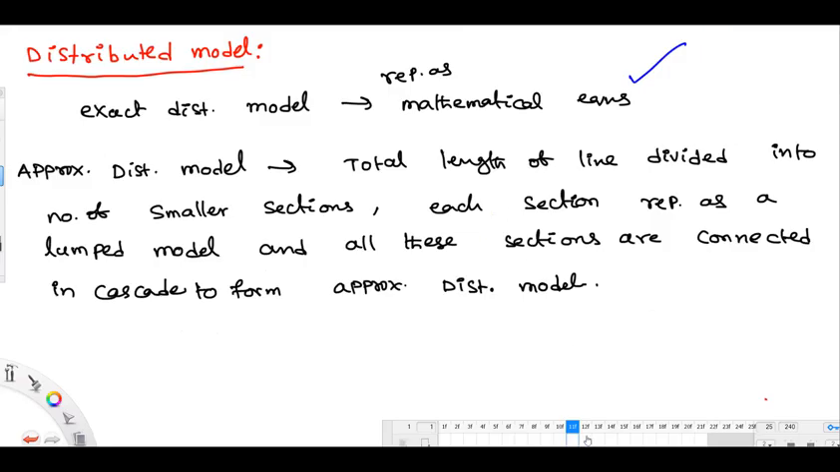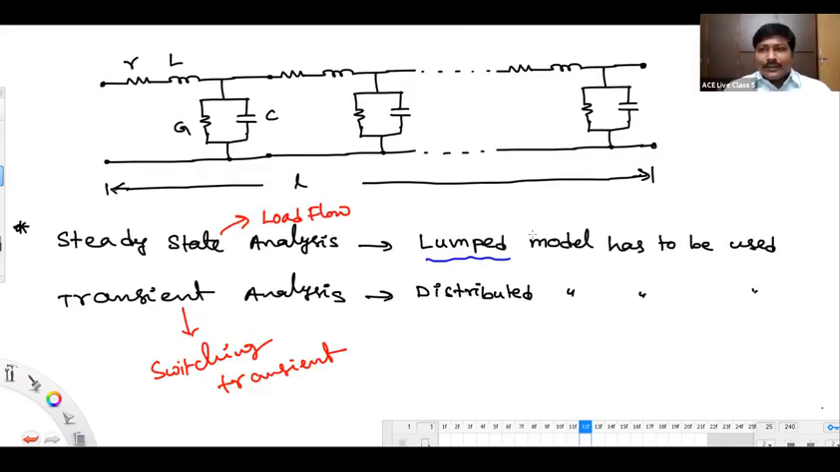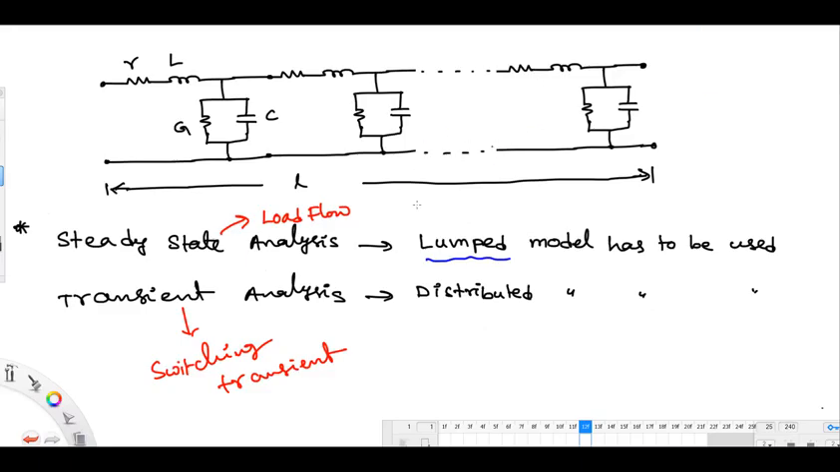Okay, sir. So it is approximate model just to get a feel about it. That's it. We don't use it anywhere in the analysis also. Okay, sir. Thank you, sir.